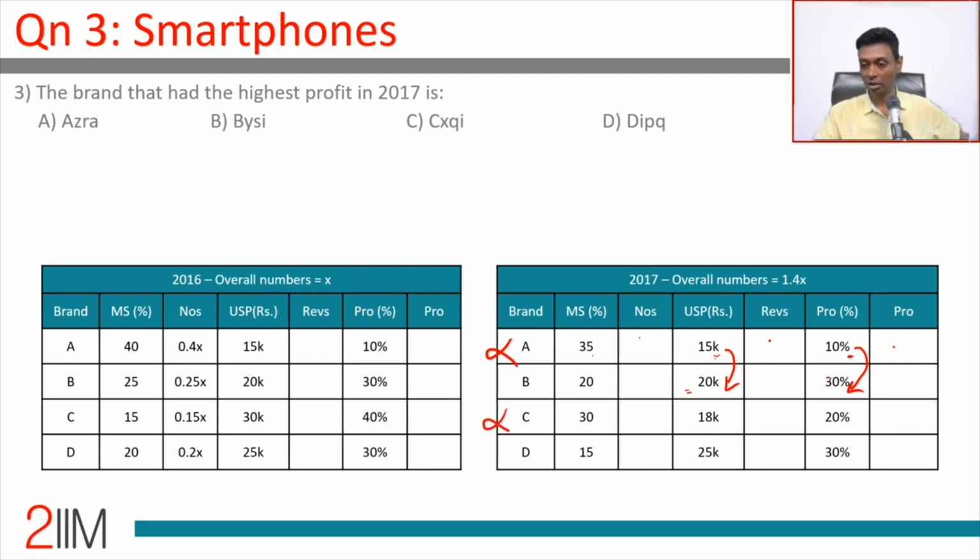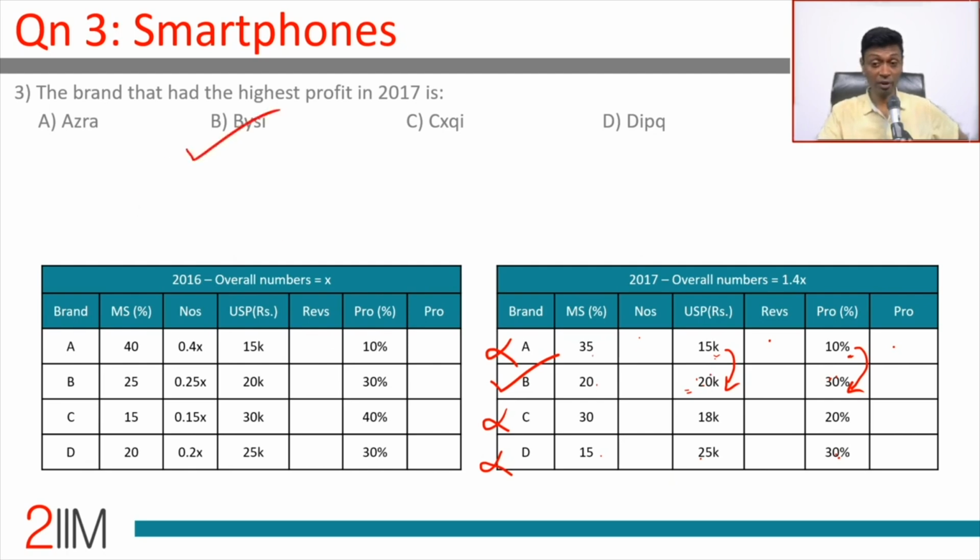D, 30%, 30% profitability. This is the same. 20K, 25K, 20% share, 15% share. 20 to 25K is higher, but 15 to 20K is higher by a greater percentage. So this will be off. This will work. So the highest profit in 2017 is BYSI.